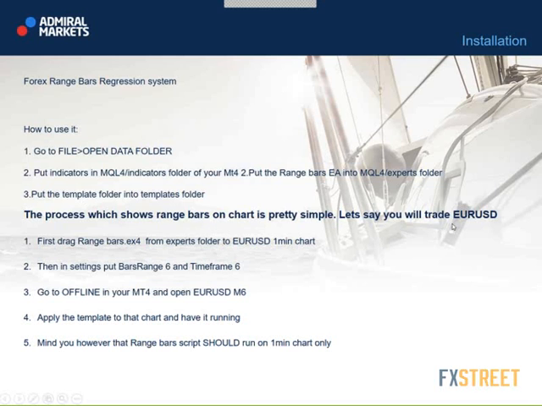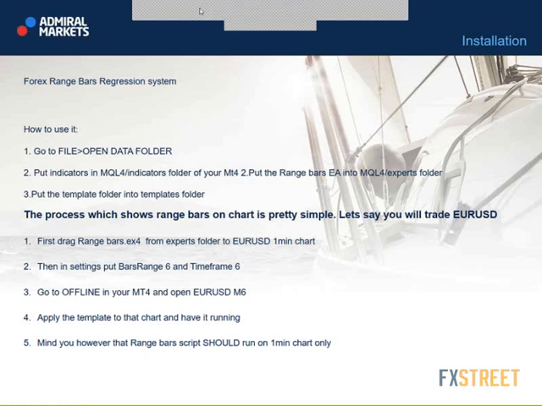The process which shows range bars on the chart is pretty simple. Let's say you will trade euro dollar, but you can use this for every pair you trade. First, drag range bars from the expert advisors to the euro dollar 1 minute chart. You can snapshot the screen. I will also show you this on the live chart. Then in settings, put range bars 6 and time frame 6. This time frame is just used for the offline time frame, because MT4 will identify your euro dollar 6 pip range bars with this setting here. Go to offline and open euro dollar M6, apply the template to the chart and have it running. You should be wary that the range bar script should run on the 1 minute chart only.